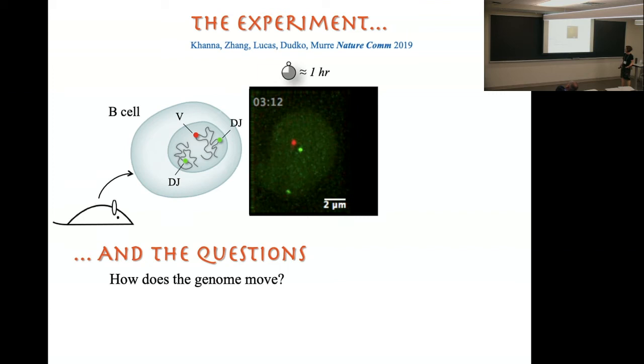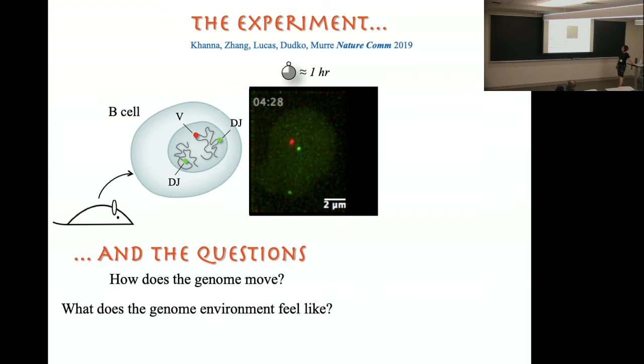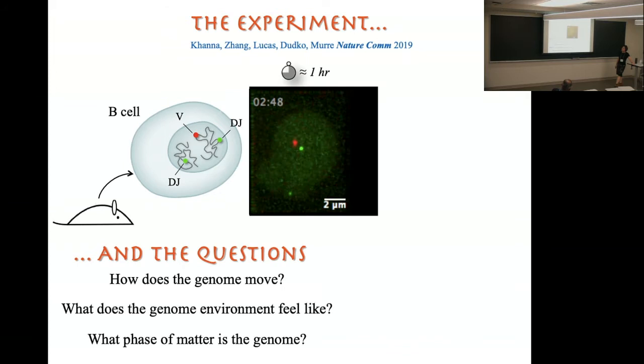Another question we were interested in: what does the environment of the cell nucleus feel like, the environment through which the genomic segments have to travel in order to find each other? And then there is an associated question: what are the encounter times, or the mean first passage times, for the genomic encounters? Another question we were interested in: how should we think about the chromosomal DNA? What phase matters? Should we think of it as a solid or a liquid or something in between?